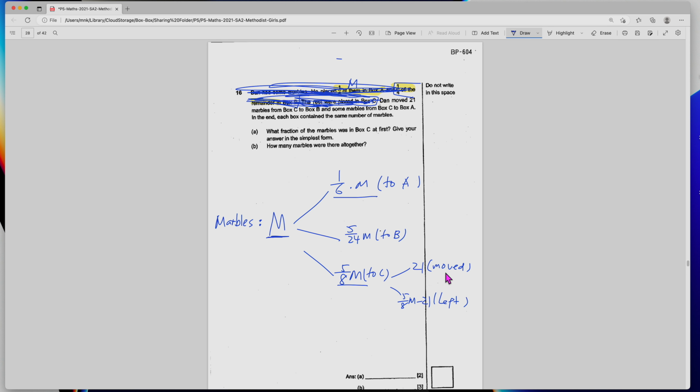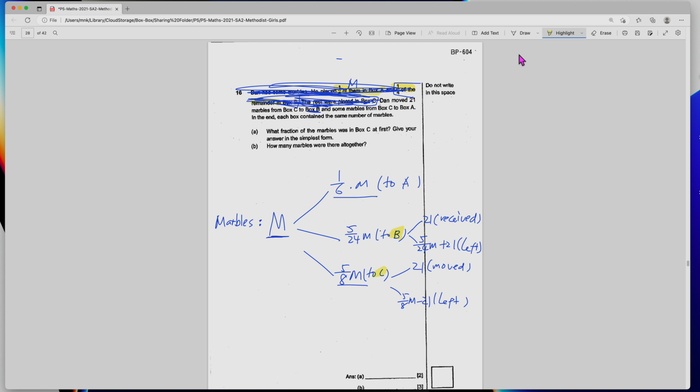So this 21 is moved to B, right? So that means B will receive 21. So you put received, right? When you receive means plus. So which one plus 21? 5 over 24M plus 21. So this is left, right? And by the way, this branch is for B. I hope you can see. This is for B. This is for C. That means this thing is for C. This thing is for B.